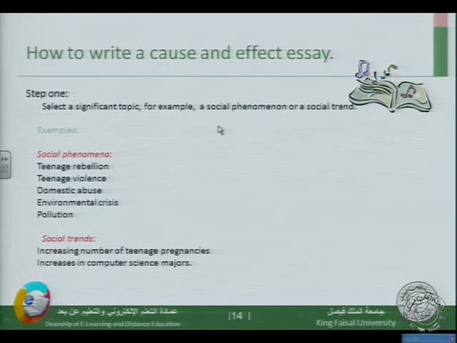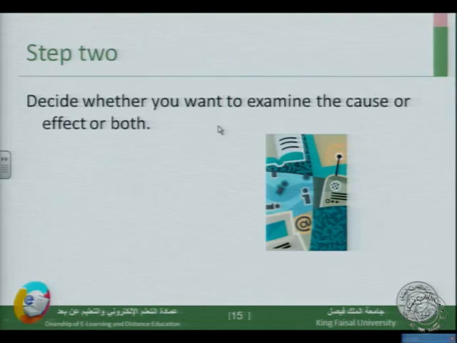First of all, how to write a cause and effect essay? It's actually very simple. First, you need to select a significant topic, for example, a social phenomenon or social trend, like teenage rebellion, teenage violence, domestic abuse, environmental crisis, pollution. All of these are social phenomena. You can make a cause and effect essay using these topics. And second, social trends, like the reasons or causes of the increasing number of teenage pregnancies, or the increase in computer science majors. All of these are social trends and phenomena that you can use to write cause and effect essays.